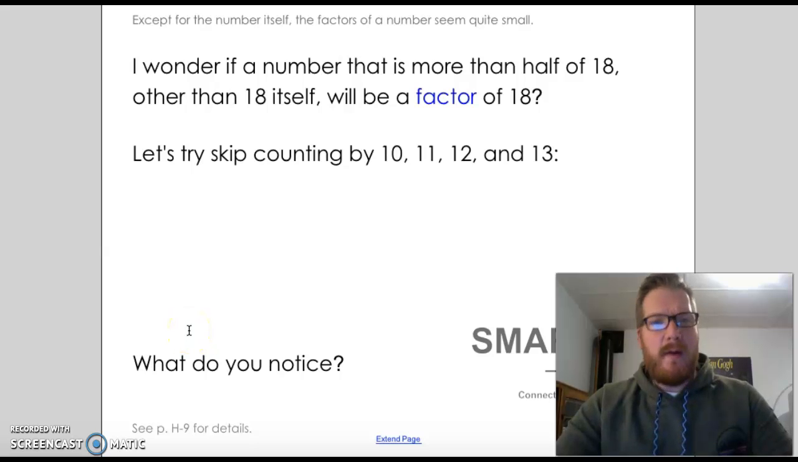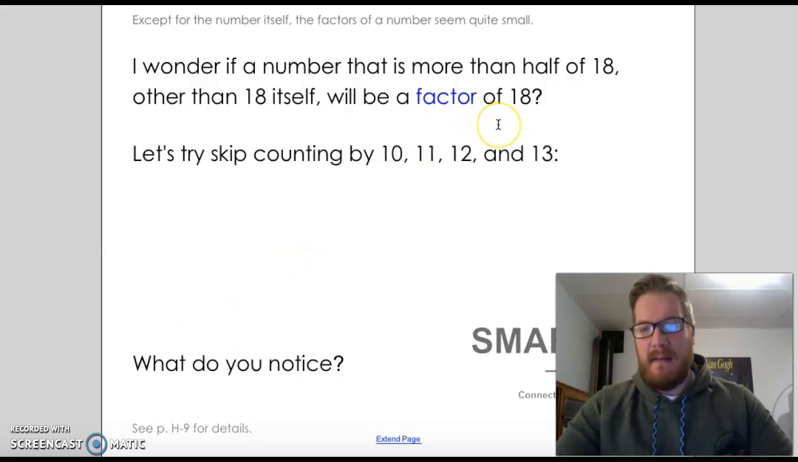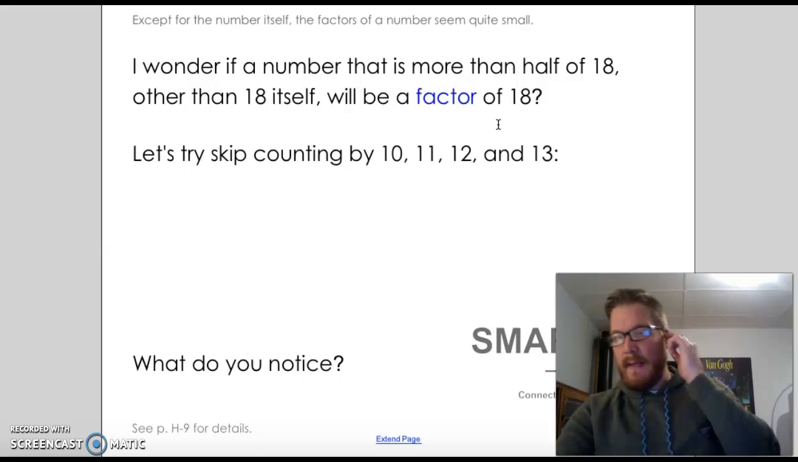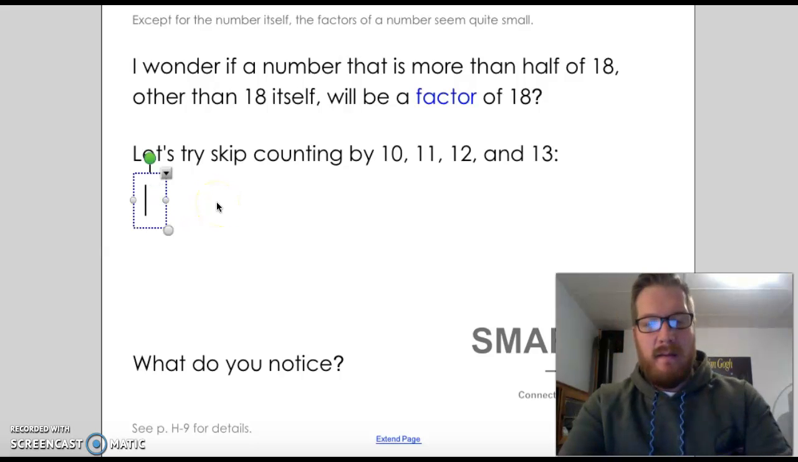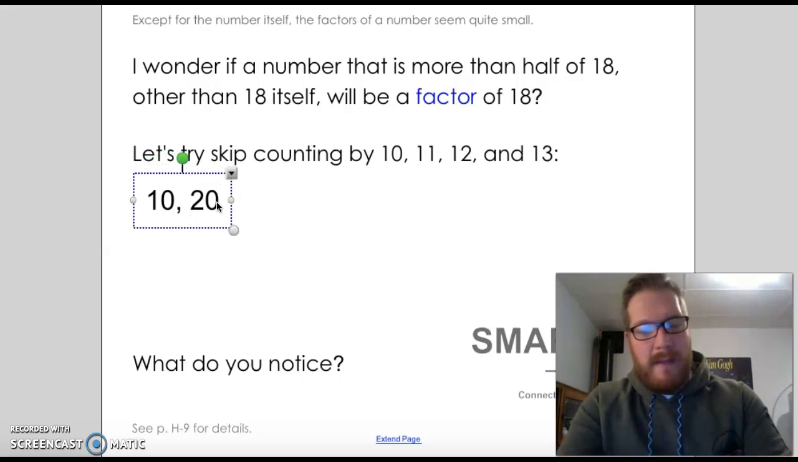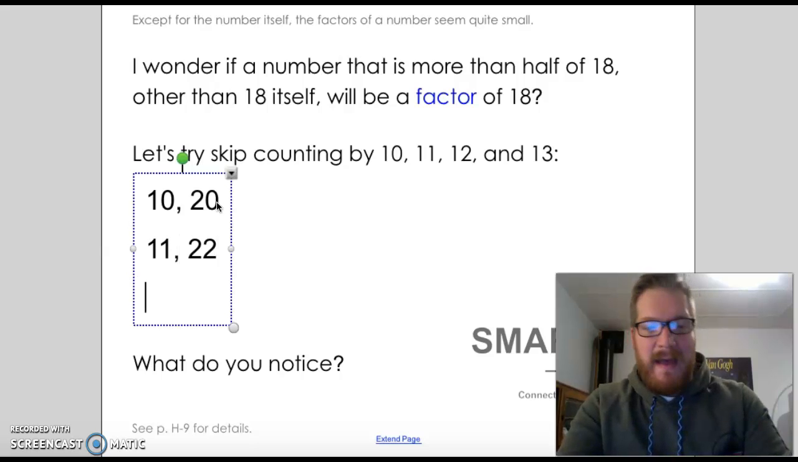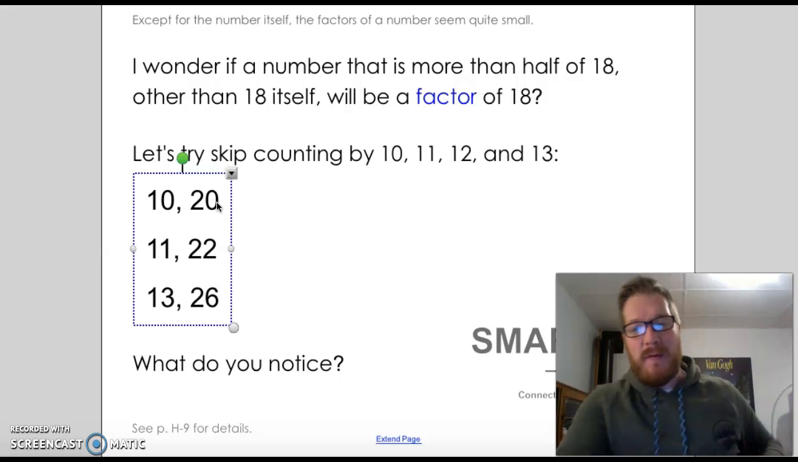Now, I wonder if a number that is more than half of 18, other than 18 itself, will be a factor of 18. So in other words, not counting 18 itself, when you get past 9, can any of those numbers be a factor of the target number? If we start skip counting by tens, you say, well, 10, 20, no, that gets passed. If you do 11, you'd have 11 and then 22, and that gets passed. If you try 13, you'd have 13 and 26, and that gets passed really quick.